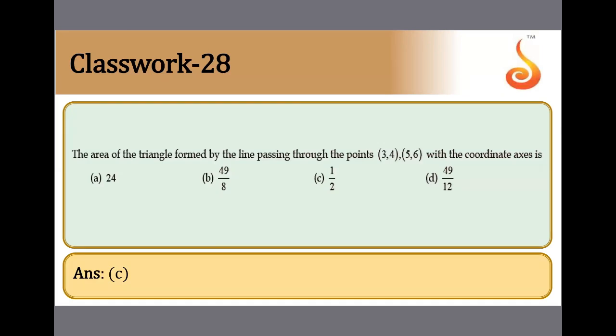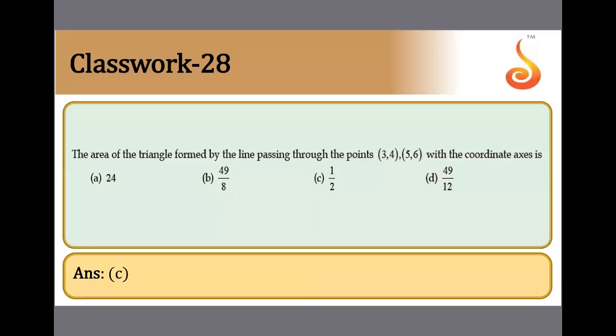Okay, question 28. Find the area of the triangle formed by the line passing through (3, 4) and (5, 6) with the coordinate axes. First of all, every time I write the formula: y minus y1 is equal to (y2 minus y1) by (x2 minus x1) into (x minus x1). We find the line equation.